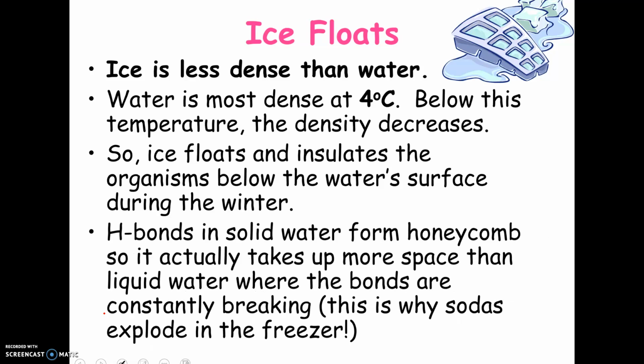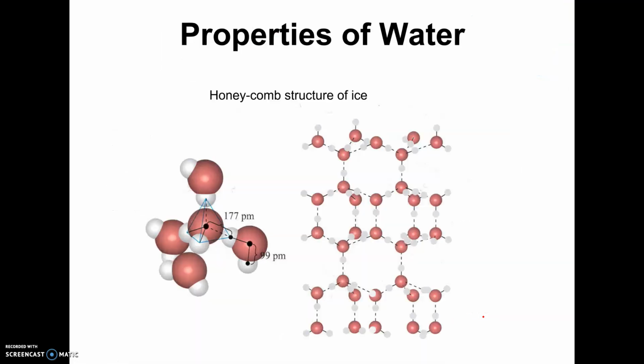Now, here's the molecular reason why ice floats. When the hydrogen bonds form in ice, they form this honeycomb structure. I'll show you this in a picture, it'll be easier to explain. But this is also why, if you've ever put a water bottle in the freezer and it bloated, or you put a soda in the freezer and forgot about it and it exploded, that's why. Because the ice takes up more space than the liquid, the aluminum can is not strong enough to handle that pressure, and so it cracks and it bursts.